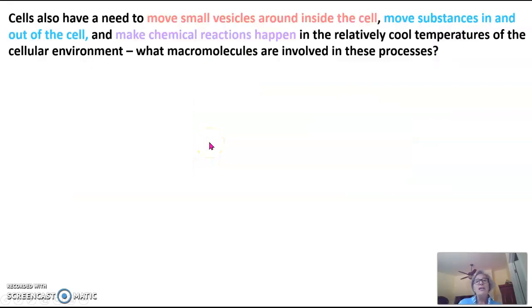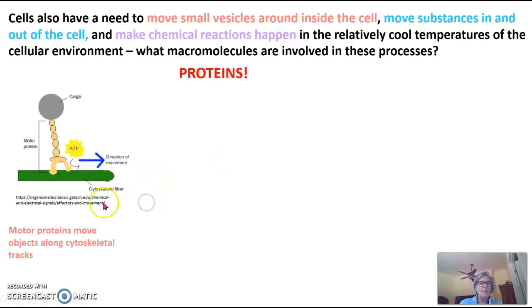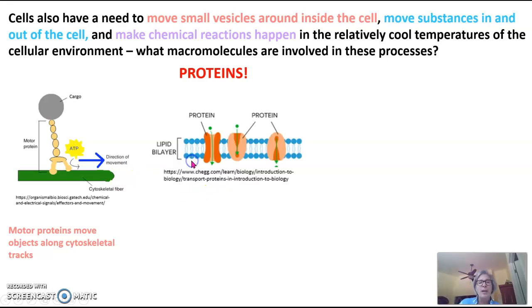So cells also have a need to move small vesicles around inside a cell, move substances in and out of the cell, and make chemical reactions happen in the relatively cool temperatures of the cellular environment. What macromolecule is involved in this process? Proteins. So sometimes there are organelles or small things that need to move around inside the cell, and there are motor proteins that are able to move these objects along using the cytoskeletal tracks of the cytoskeleton, which we said was composed of proteins also.